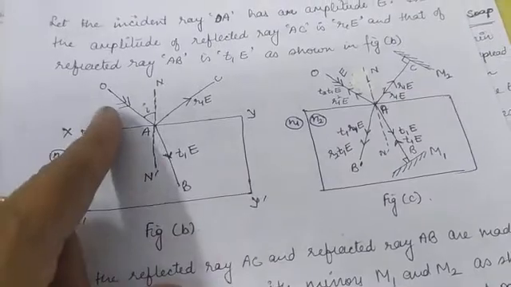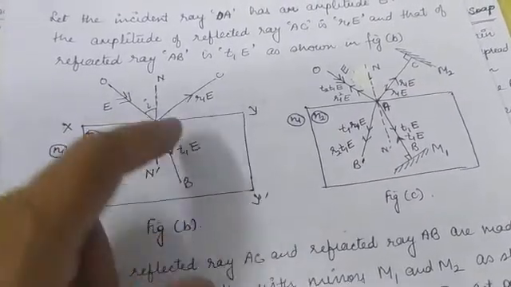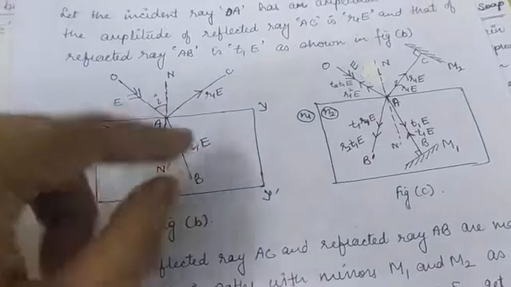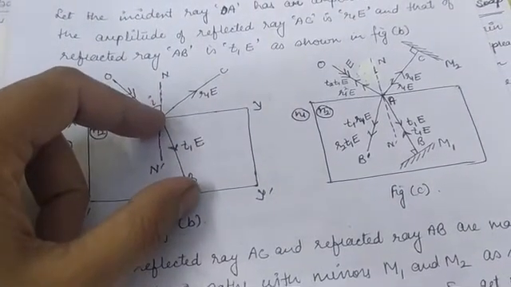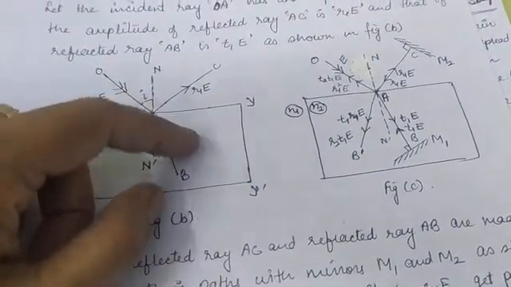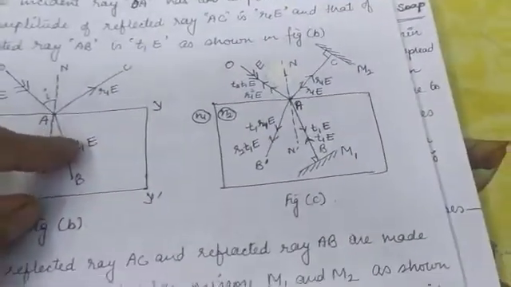That means this E upon amplitude of AB is equal to T1. Then what will be the amplitude of AB? It is T1 times E, meaning T1 into E. Alright. Now see the second figure.